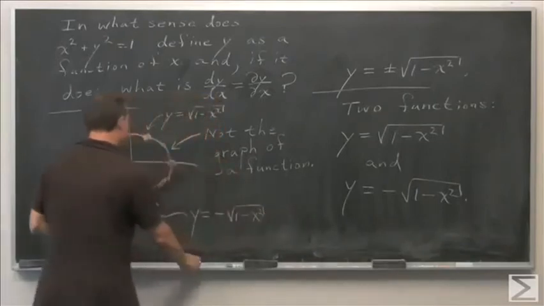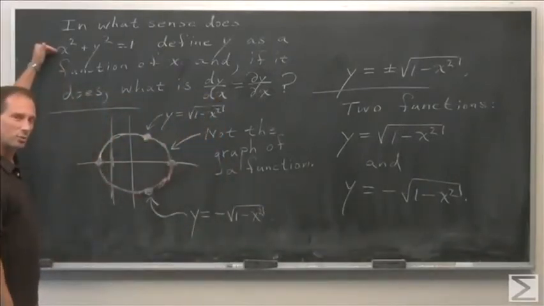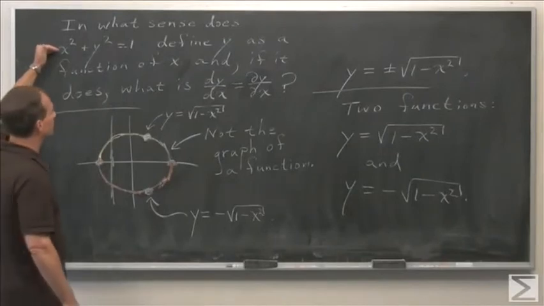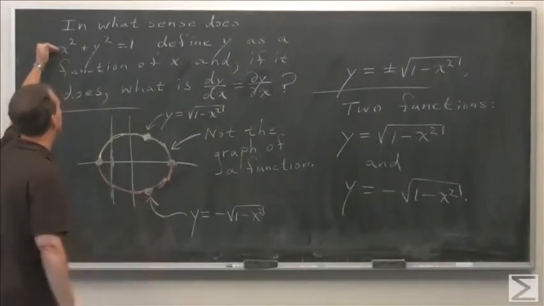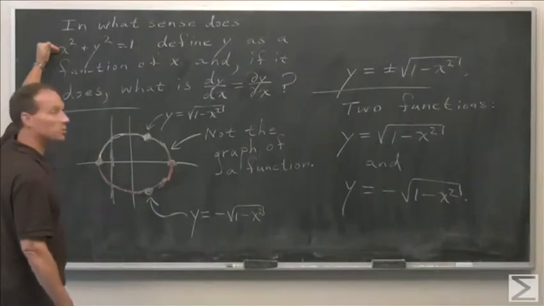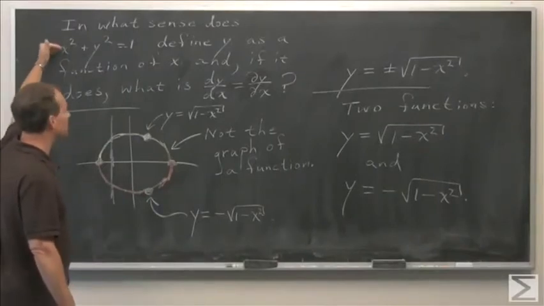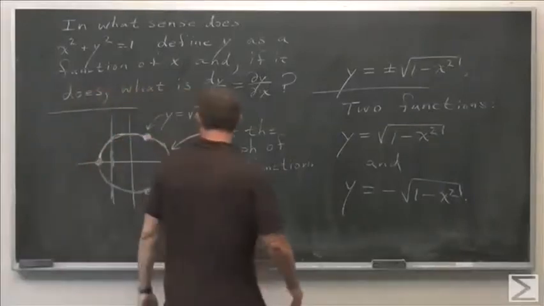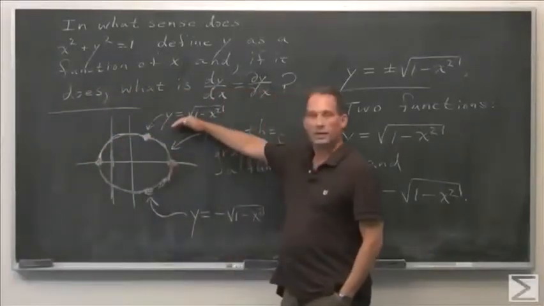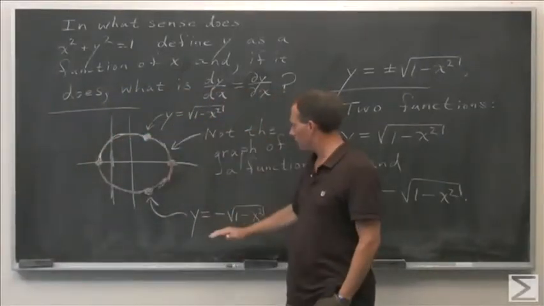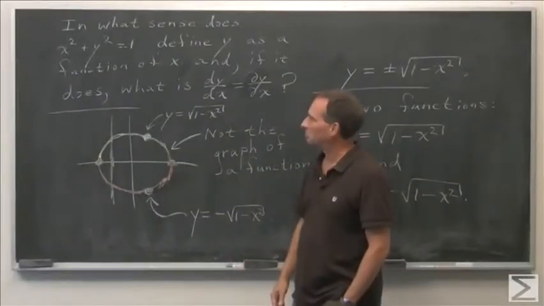So yes, this equation does not define y as a function of x globally, but if you also know that y is positive or y is negative, then this implicitly defines y as a function of x. On the top half, you would pick this function. On the bottom half, you would pick this function. Okay.